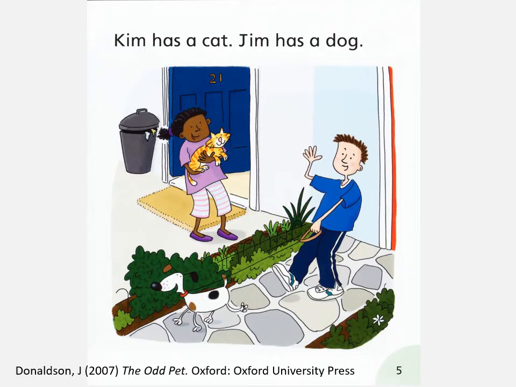Here's an example from the Oxford University Press's phonics scheme, or one of the Oxford University Press's phonics schemes. Jim has a cat, Kim has a cat, Jim has a dog. How do we read that? We see Kim has a cat. We scan and we see the graphemes. We scan from left to right. We see the grapheme K, and we know that that grapheme K makes the sound K. Then we see the I. We know that makes the sound I. Then we see the M. We know that makes the sound M. We've got K, I, M. We blend them together. Kim. That's our first word.